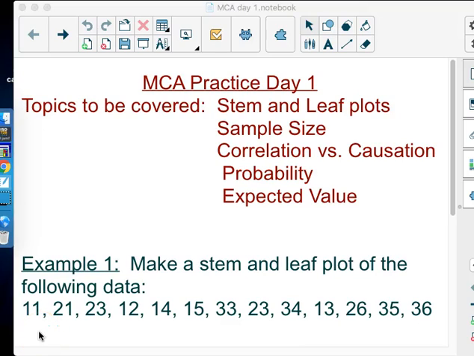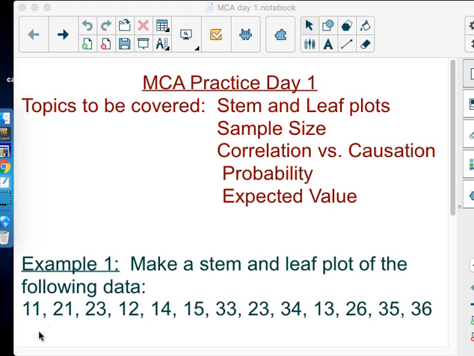Alrighty, so day one's topics: stem and leaf plots. When I said that, did a little bell go off somewhere in your brain where you're like, I think I've heard of those before? Okay. How about sample size? Do you remember talking about sample size? Okay, some no's, some yeses.